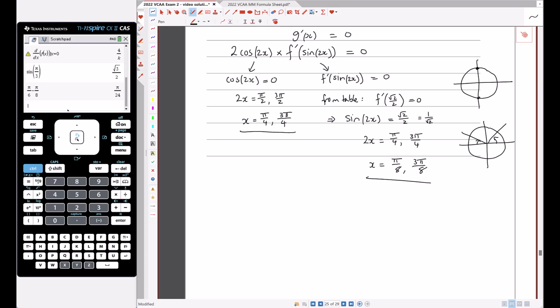So it will be interesting to see what 2023 holds with an exam like this, plus the new content as well, which is a little bit tricky.